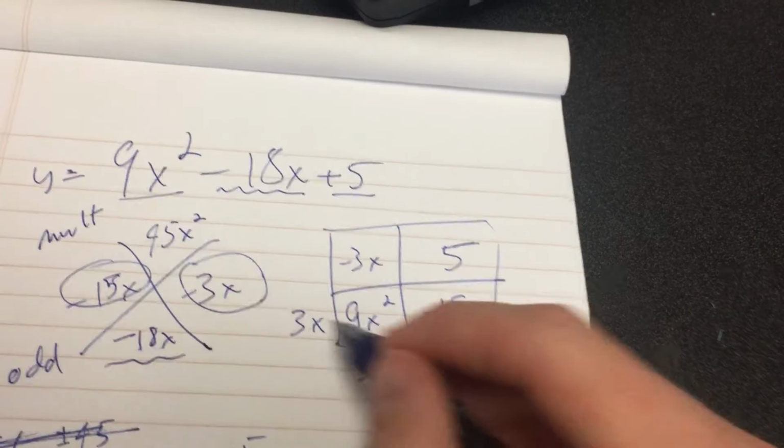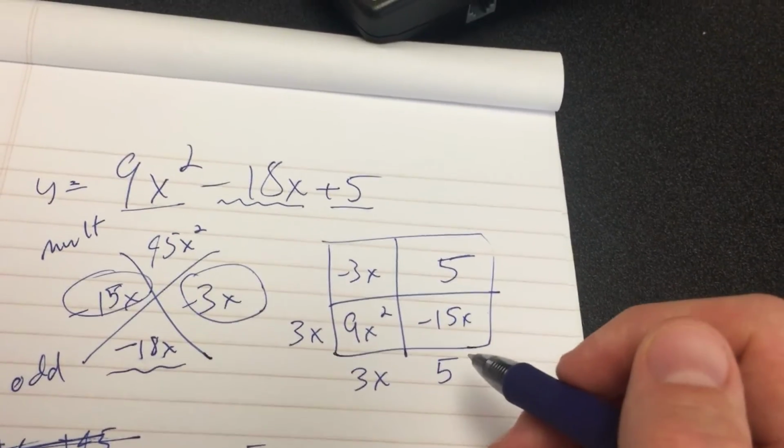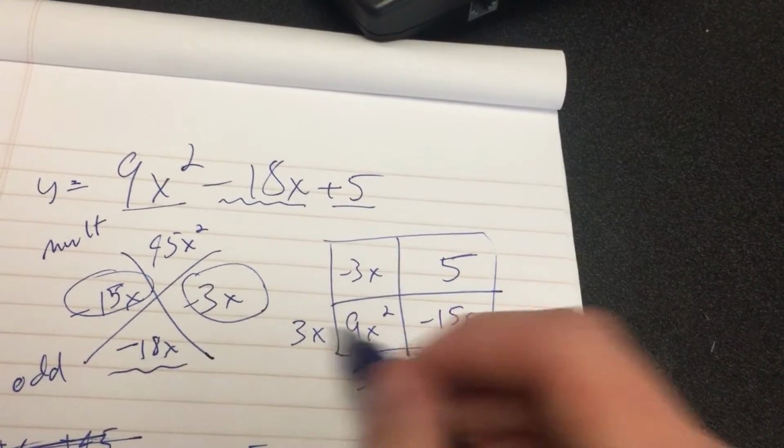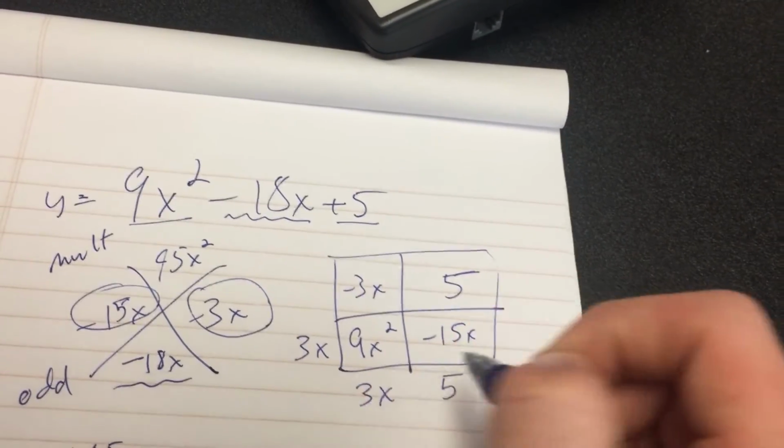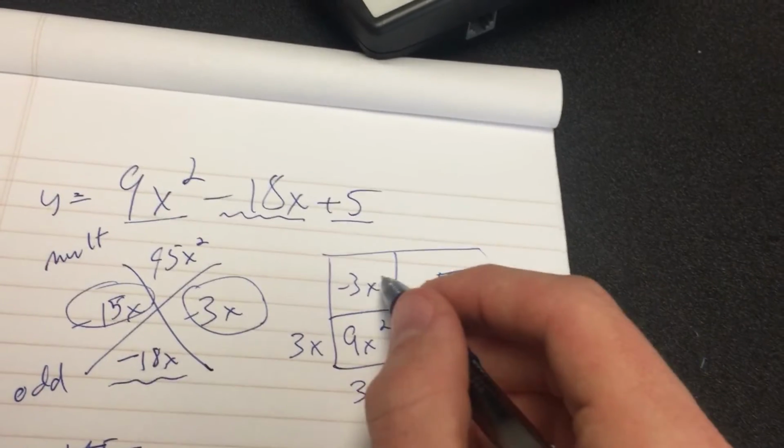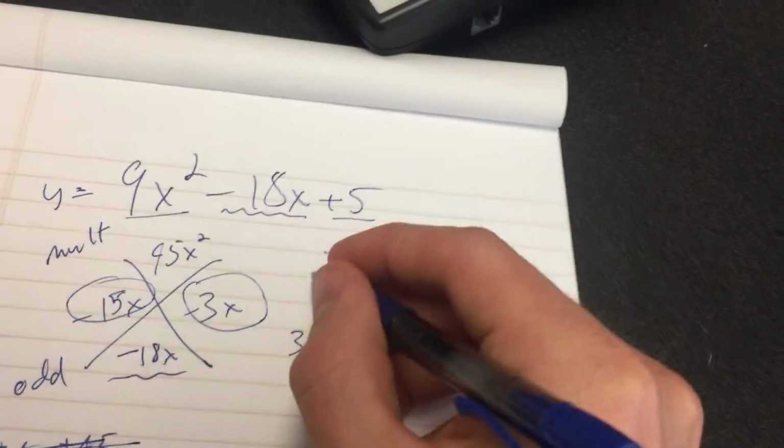Let's double check real quick. 3x times 3x is 9x squared. Oh no, this is something. 3x times 5 is not negative 15x, so we're going to have to check that in a second. 3x times, let's go up here now. 3x and 5, there's really just a 1 in common there.